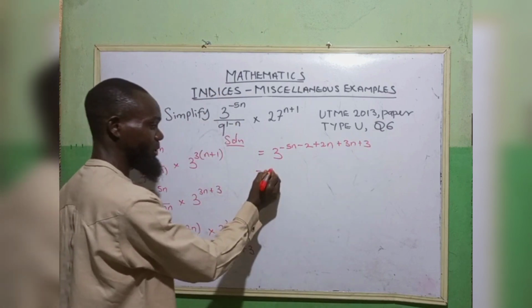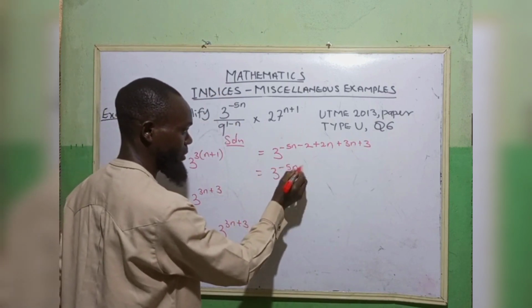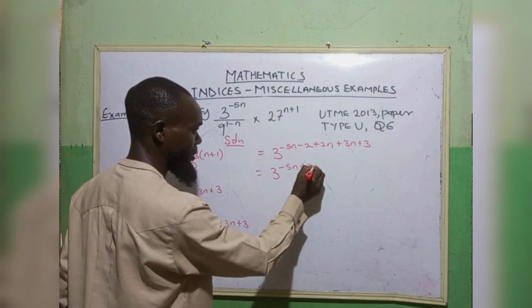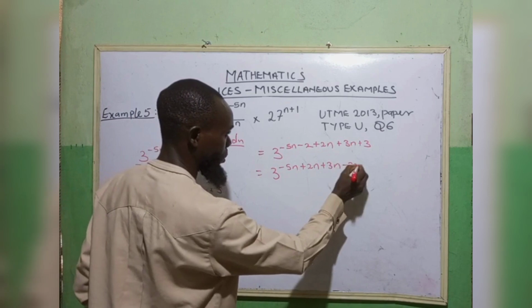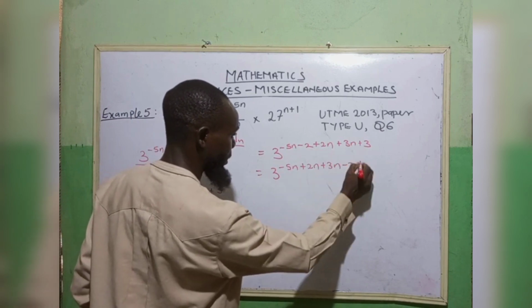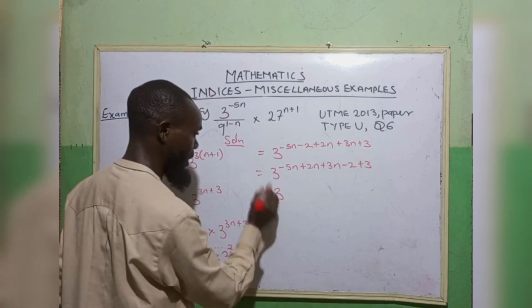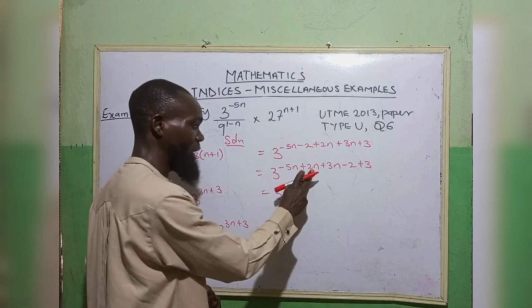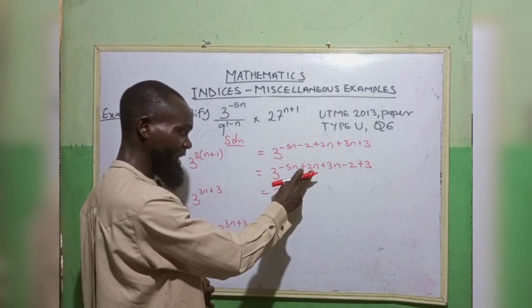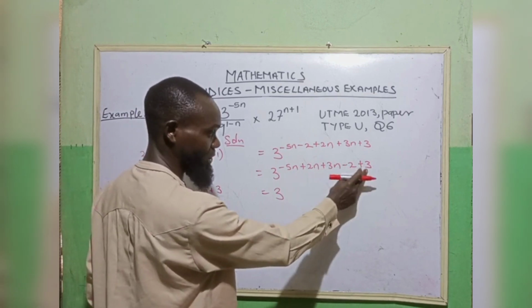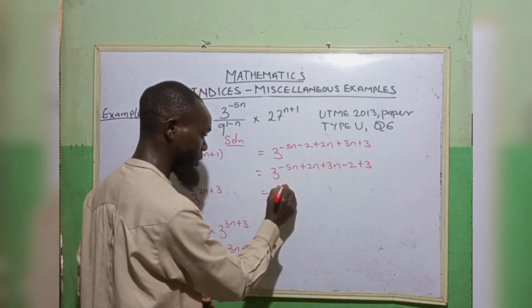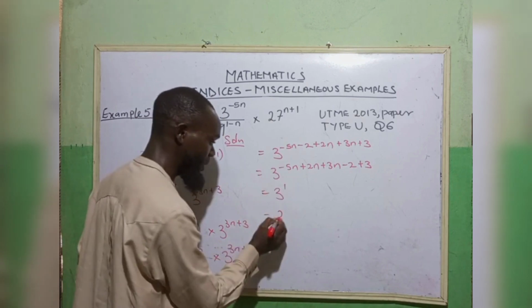So we collect like terms. 3 raised to power minus 5n plus 2n plus 3n minus 2, then plus 3. So we have 3 raised to power minus 5n plus 2n, we have minus 3n. Minus 3n plus 3n, that is 0. I'm going to be left with minus 2 plus 3. Minus 2 plus 3 gives us what? 1. So 3 raised to power 1 gives 3.